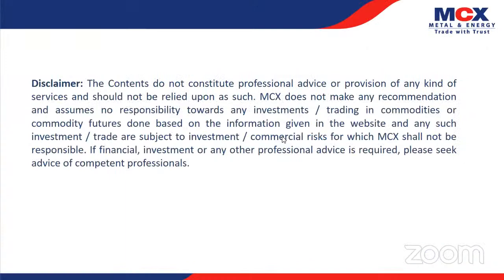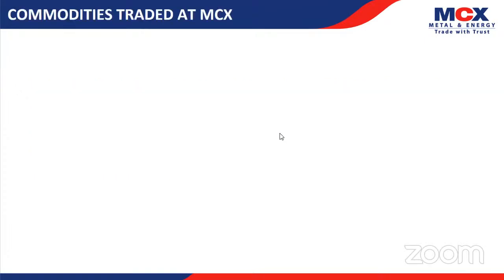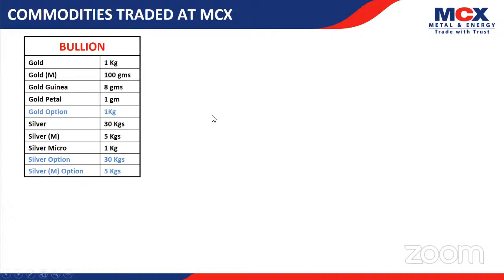Welcome to this small session on derivative instruments in options and index, which we have on MCX. Before I go directly to options and index, let me talk about the commodities available to trade here. On MCX, we have all kinds of standardized derivatives, futures and options, allowed to be traded. In the bullion segment, we have gold and silver in both futures and options. Marked in black are the futures contracts, and marked in blue are options contracts.